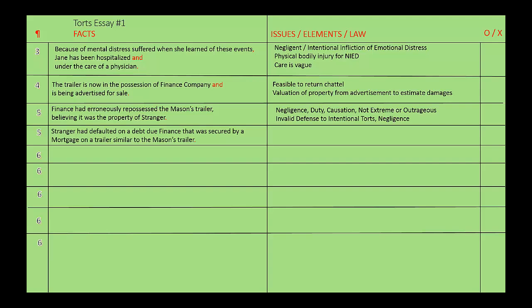Second sentence of paragraph 5, stranger defaulted on a debt due finance that was secured by a mortgage on a trailer similar to Mason's trailer. Okay, that's once again their defense. They had a good faith mistake. They're going to raise that and they're going to lose. You establish your negligence, you establish your intentional tort, but because this fact's in there, and just because the defense won't win, and it's not part of your traditional 1 through 10, it may be on your list of black letter law. This is the defense.